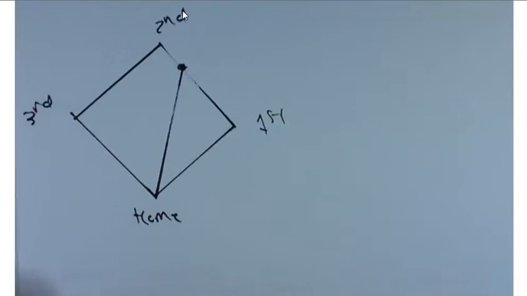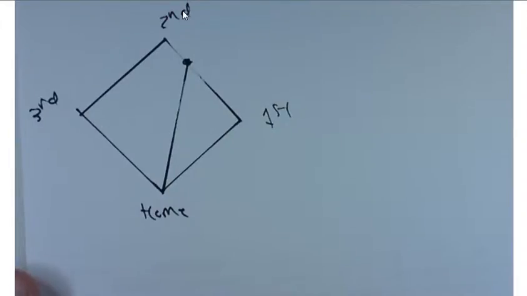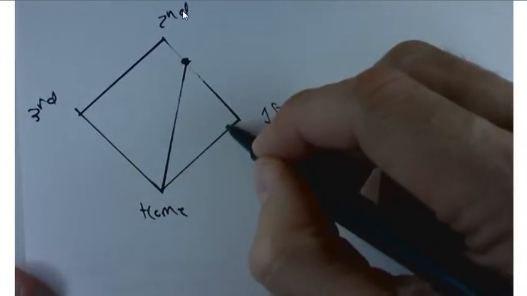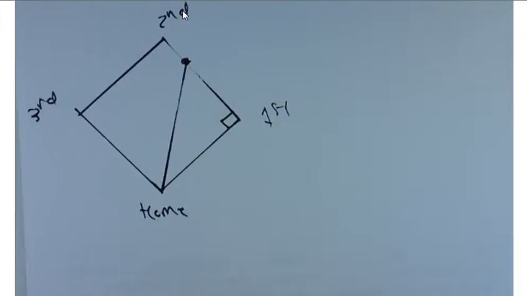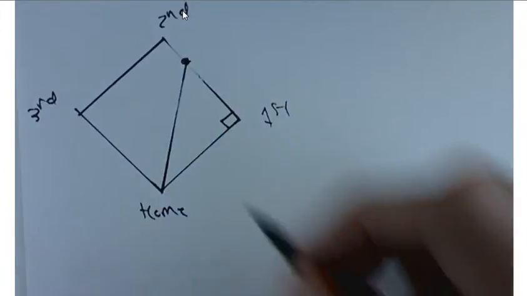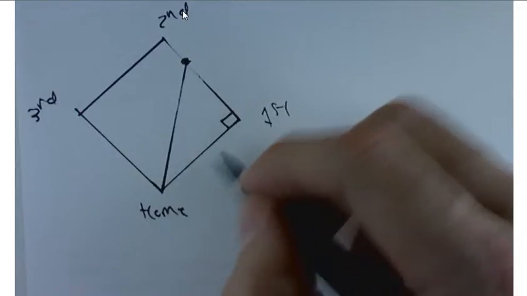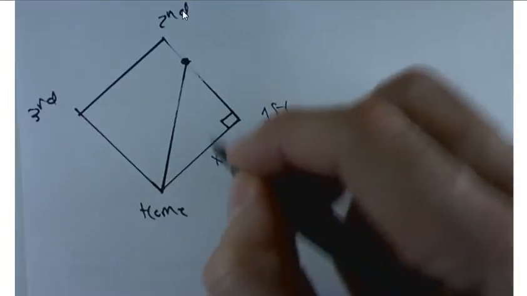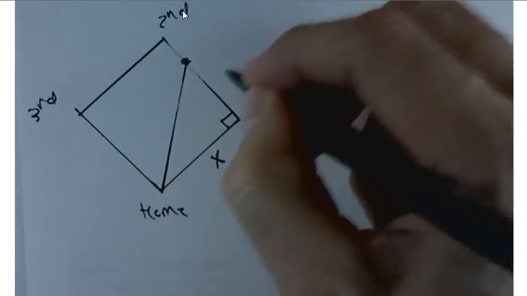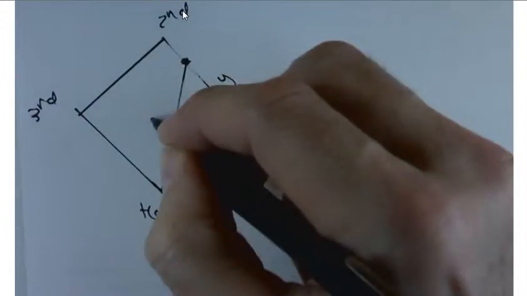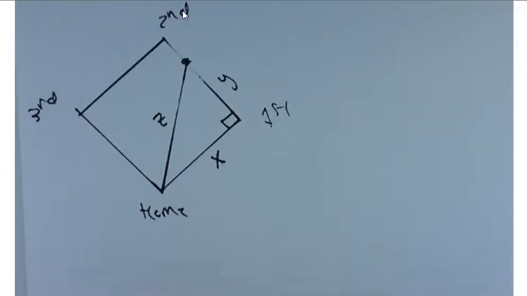Let's see about labeling some things and figuring out some things. It's reasonable to assume that that's a right angle. In fact, it is. And let's label some sides. What do you want to call the length of this side? X, all right. Y. And Z. I'm just messing with you. Z, right?